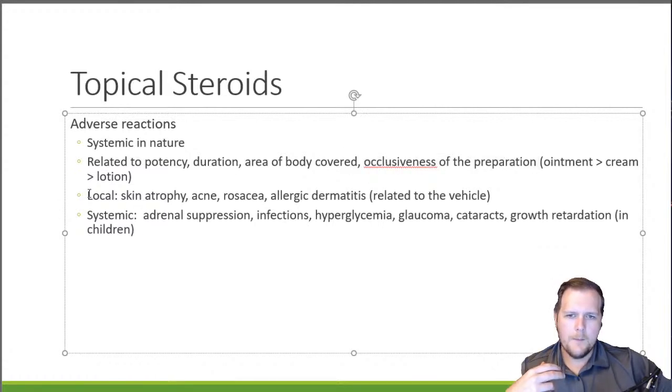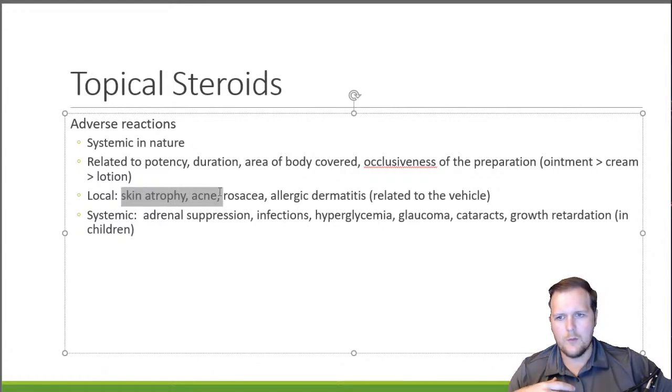Locally, in terms of the effects here, you can see things like skin atrophy. You can actually worsen acne, because you can prevent the immune system from being able to take care of some of those bacteria, which in some cases helps them to flare up.